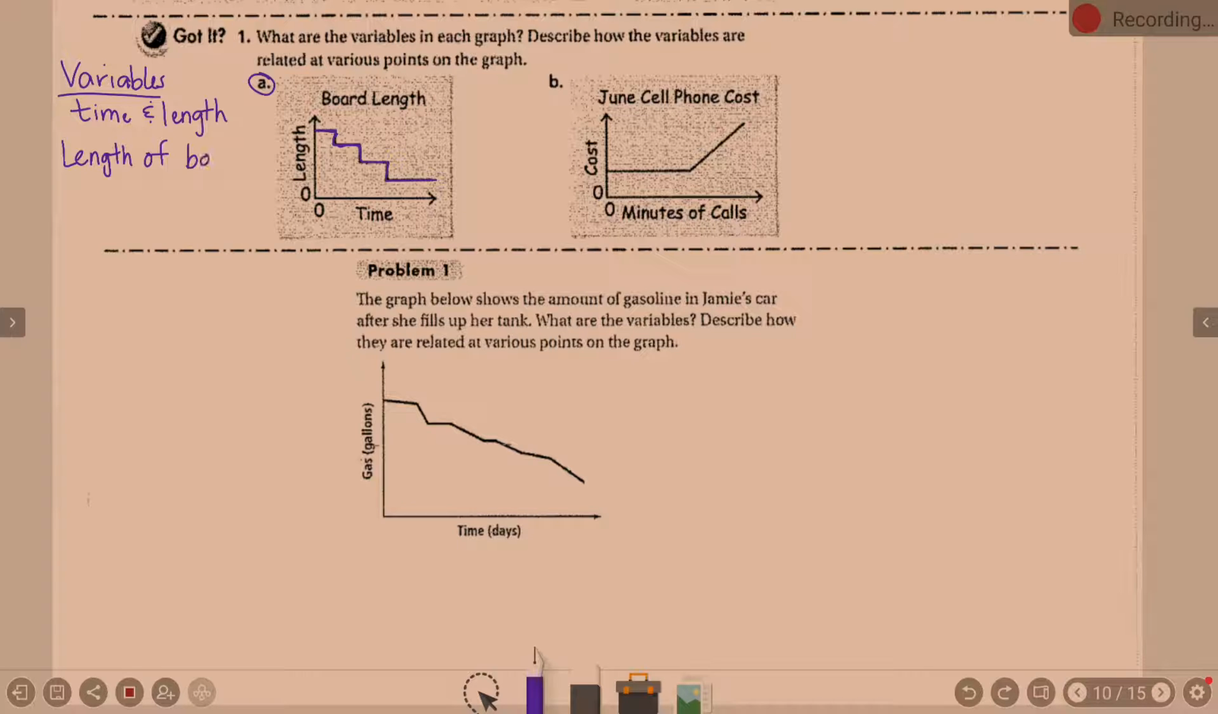Length of board remains constant while sawing, or you could say cutting. And then length decreases when a piece is cut off.